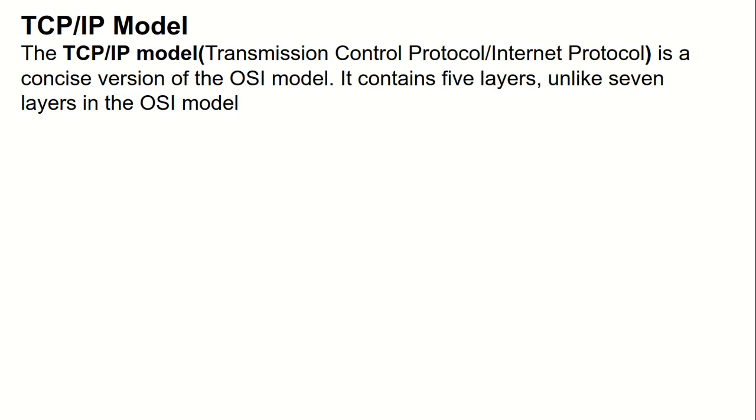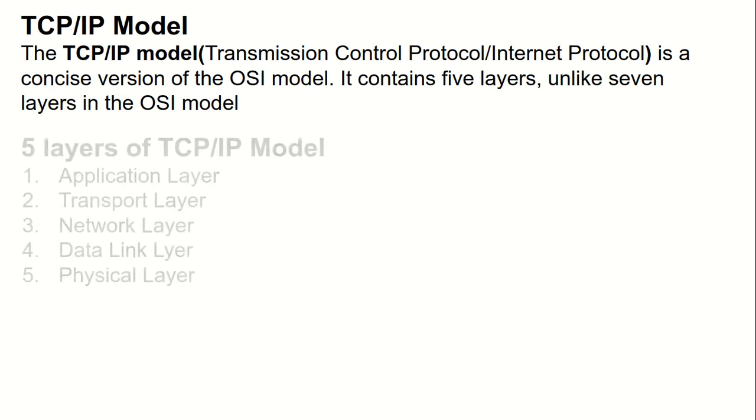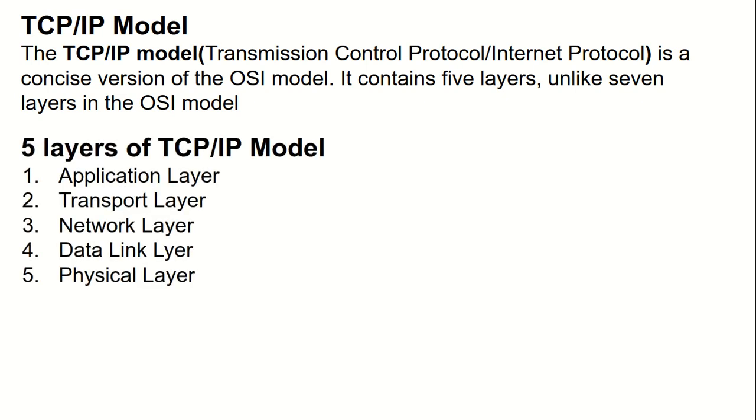Another thing you need to remember is that the TCP/IP model is used for practical purposes and the OSI model is used for theoretical purposes. So if you want to study all the layers, you need to study the OSI model, but for practical purposes the TCP/IP model is used. Here are the layers of the TCP/IP model: application, transport, network, data link and physical layer.